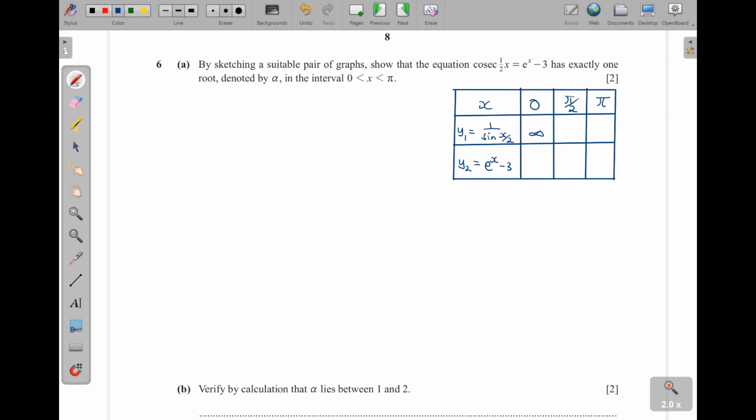Okay. Then when I put pi over 2 here, sine of pi over 2 is 1. So 1 over 1, that one will give us a 1. I'm putting the simplest here. For 0, e to the power of 0 is going to be 1. Then 1 minus 3, we shall get negative 2 here. Now let's put these others and we see what we get.